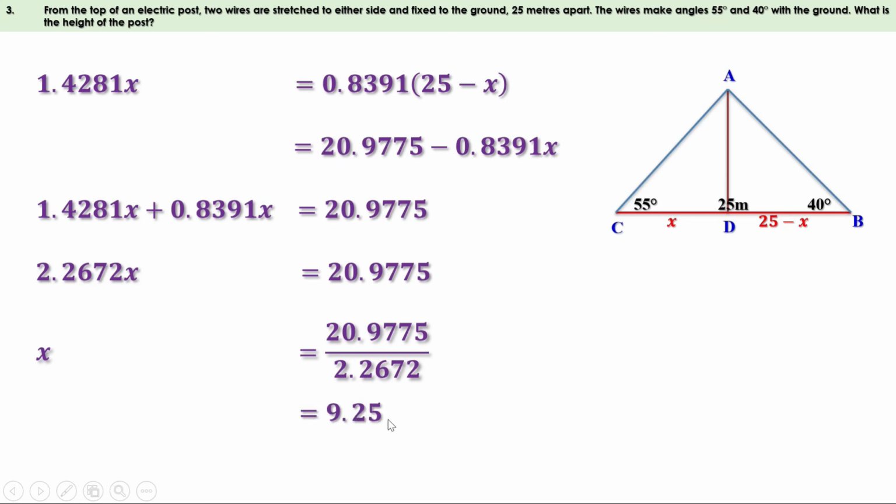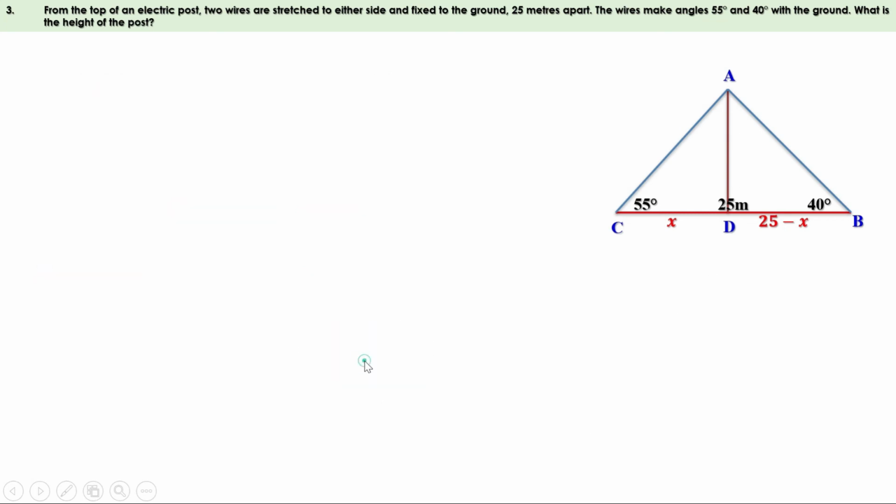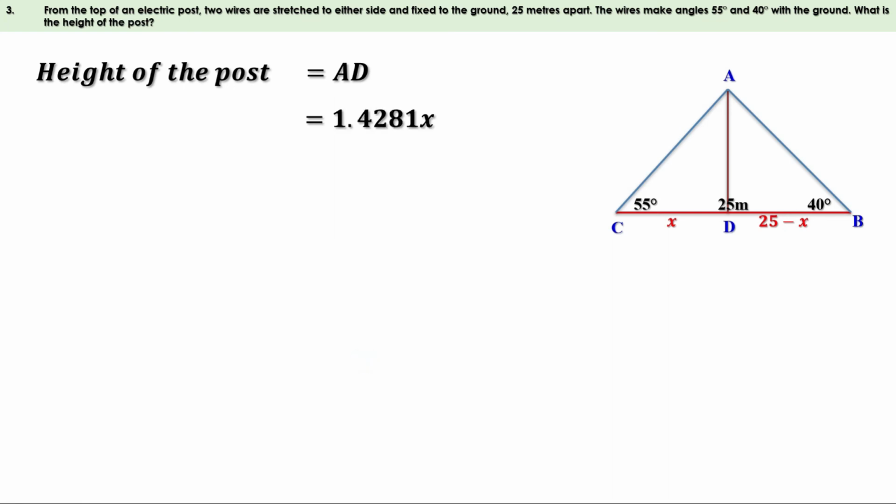Now we got the value of x. So we can easily find the height of the post. Height of the post is AD, and we have already seen that AD equal to 1.4281x. Now we got the value of x as 9.25. So this can be written as 1.4281 into 9.25. Multiplying, we get 13.209925. We can approximately take it as 13.21 meters. That is, height of the post is 13.21 meters.